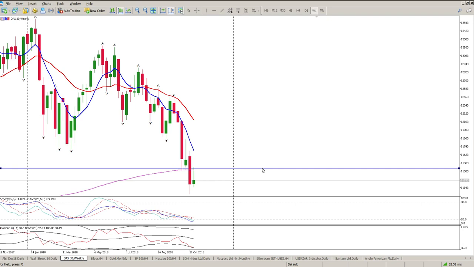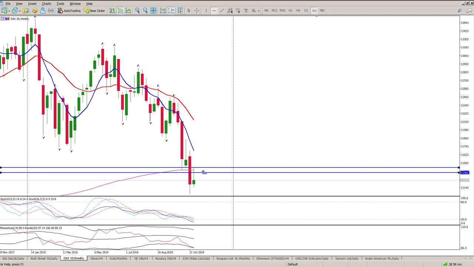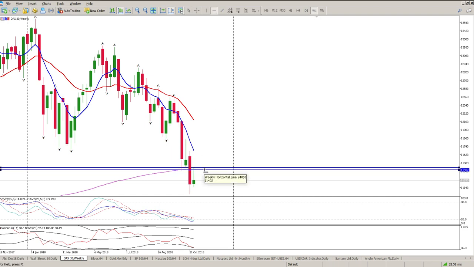So I just want to point out two things here. The first one is this inside tail, and I'm on the weekly chart at the moment. The second thing is the weekly 200 EMA, which is right there. You can see that we rally down and then back up.